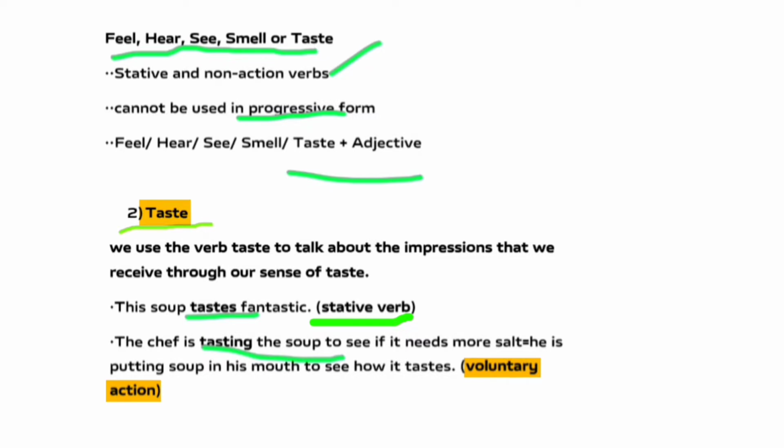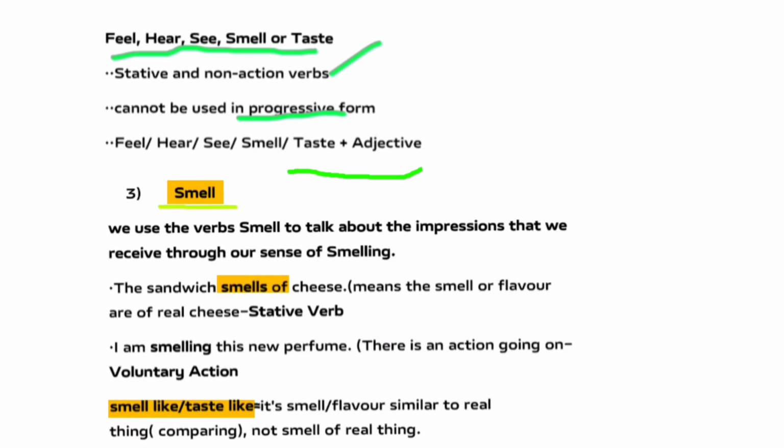Let's take the next verb, which is smell. We use the verb smell to talk about the impression that we receive through our sense of smelling. Like in the sentence, the sandwich smells of cheese means the smell or flavor is of real cheese. It is a stative verb. It again shows the state or belief or perception towards the sandwich. Maybe someone else says it smells of sauce, depending on one's belief.